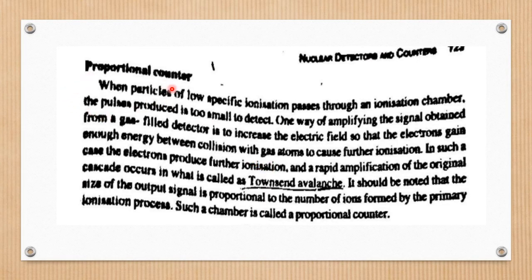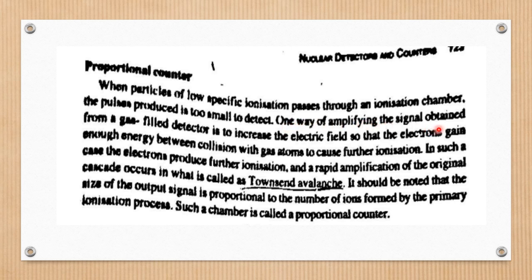First is proportional counter. When a particle of low specific ionization passes through an ionization chamber, the pulses produced are too small to detect. So we have to amplify those signals, those ionized charged particles or ions. We have to amplify them.